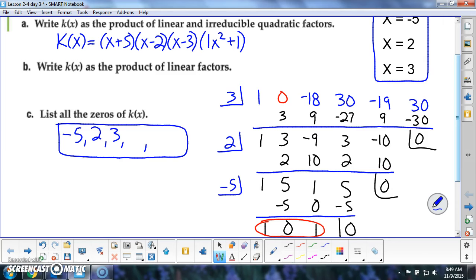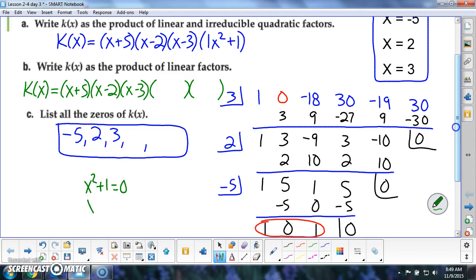Now part B says write the function as a product of linear factors. So to do that, it's going to look almost exactly the same. We're going to still have the x plus 5. We're still going to have the x minus 2, the x minus 3. But what's going to be different is that I'm going to have to take this x squared plus 1 and factor that out. So if I take x squared plus 1 and set it equal to 0, and solve it, I get x equals plus or minus the square root of -1, which is i, right? So here I'm going to write x minus i and x plus i.